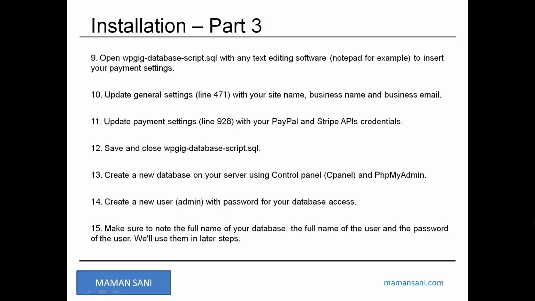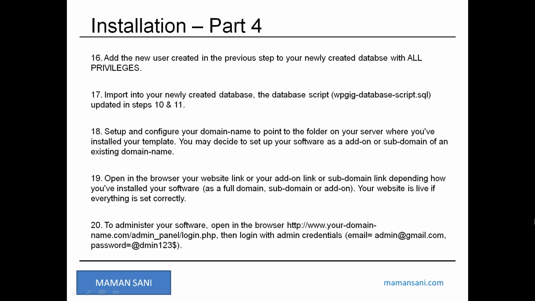Create a new database on your server using Control Panel, cPanel, and phpMyAdmin. Create a new user, admin with password, for your database access. Make sure to note the full name of your database, the full name of the user, and the password of the user. We'll use them in later steps. Add the new user created in the previous step to your newly created database with all privileges. Import the database script WpGig database script.sql updated in the previous steps.